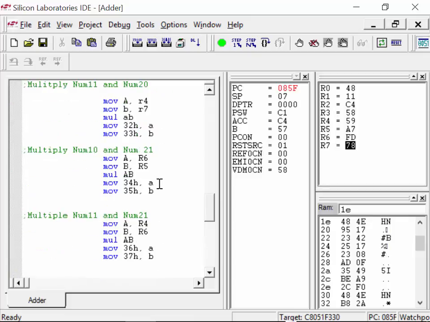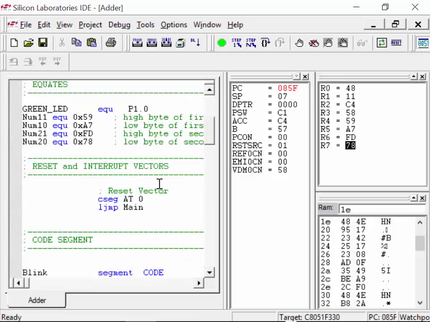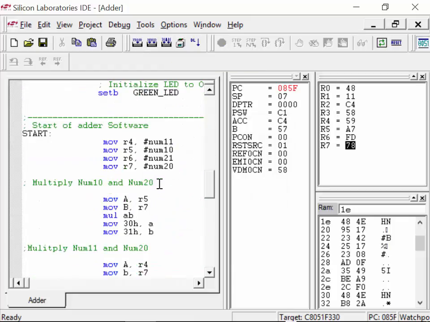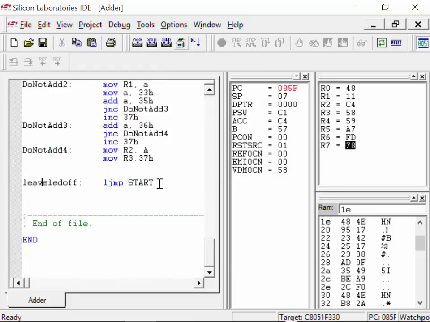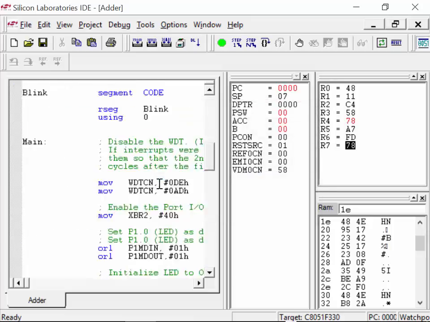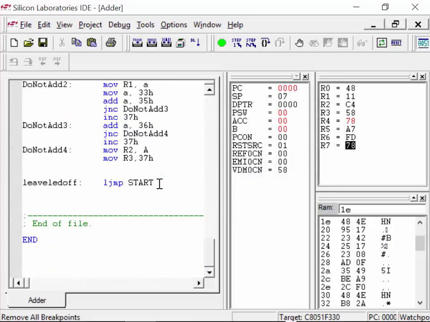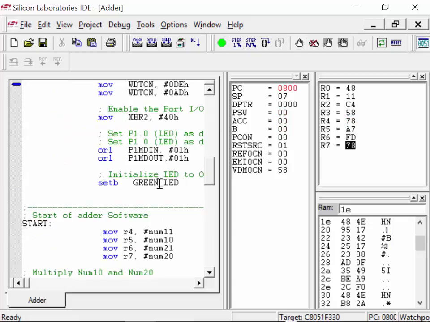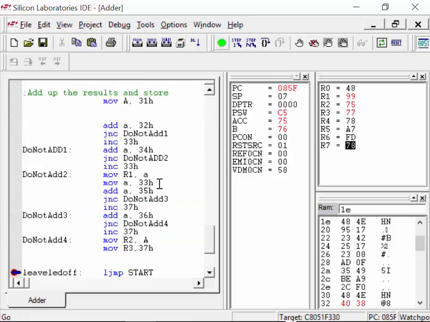If we want to try a different set of numbers, we can just change that to 7, 8 right there. And I'm just going to put a breakpoint. You got to download before you put the breakpoint. And we can run that right there. And we've got a different set of numbers, 77, 75, 99, 48. If that's the right answer, hopefully it is.